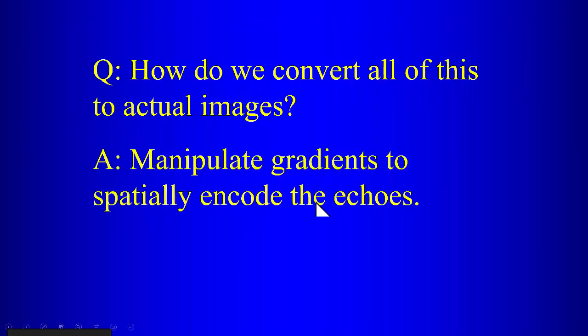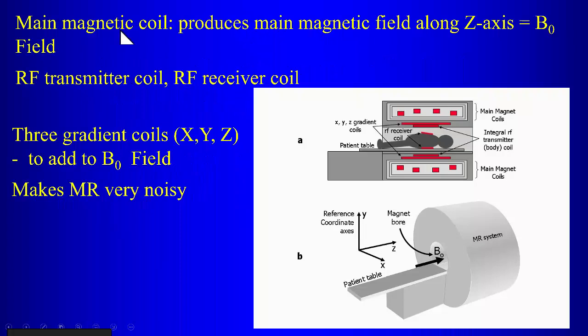So we manipulate gradients to spatially encode the signals, okay? So we have a main magnetic coil, main magnetic field along the z-axis or the B0 field. So when we're putting the patient in the tunnel, that field goes in that direction. That main magnetic field is in the direction of the table. So that's where the protons will either align with or against it. And then we have transmitter coils that are going to provide radio frequency pulses, and we have receiver coils that are going to receive the signal. Okay? And then we have gradient coils.